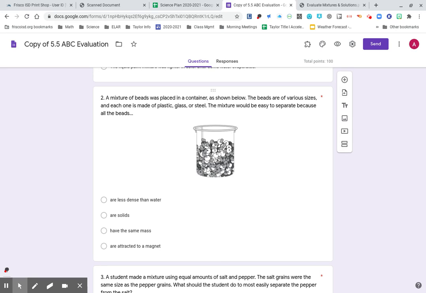Number 2. A mixture of beads was placed in a container as shown below. The beads are of various sizes and each one is made of plastic, glass, or steel. The mixture would be easy to separate because all the beads are less dense than water, are solids, have the same mass, are attracted to a magnet.